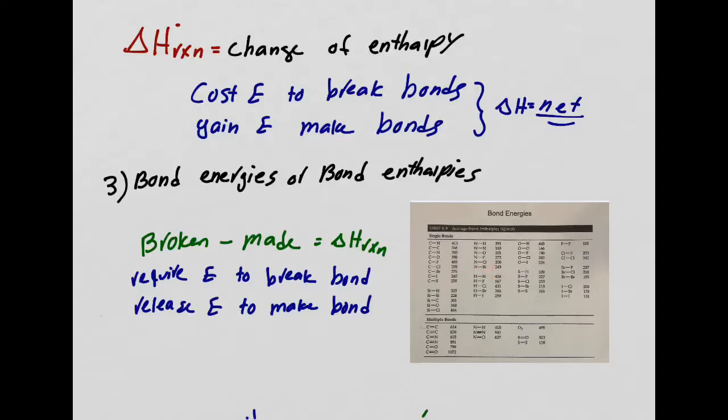Because remember, when we make it is good. You gain energy. You release energy to the surrounding. But when you break it, it costs you energy. You require energy to break the bond, but you release energy to make the bond. And this is why it's broken minus made, because when you release energy, it's going to be a negative value.